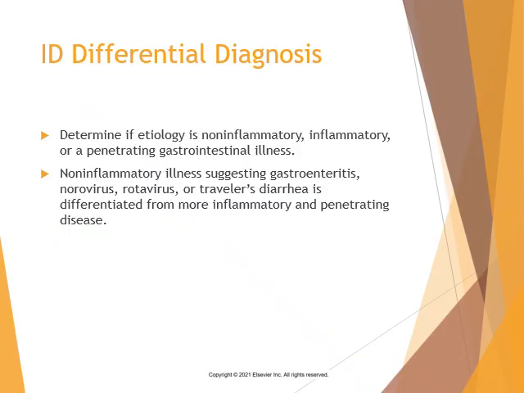Some of the differentials, again, you want to try to determine, is it inflammatory, non-inflammatory, or some type of penetrating gastrointestinal illness. Non-inflammatory illness suggests gastroenteritis, norovirus, rotavirus, or traveler's diarrhea. And again, you differentiate that from a more inflammatory, or what they call the penetrating disease.